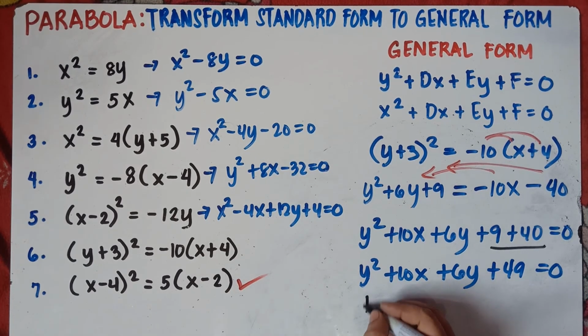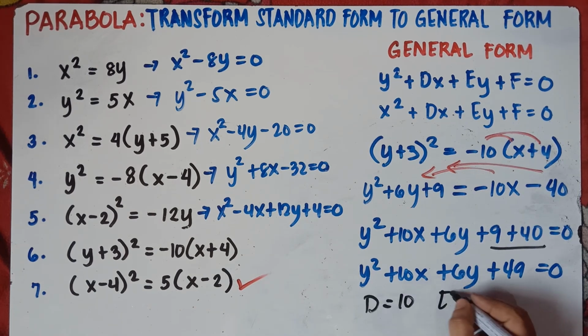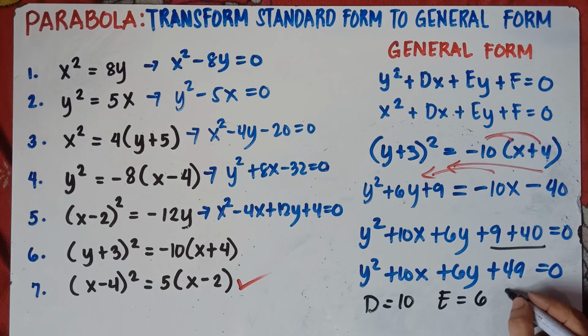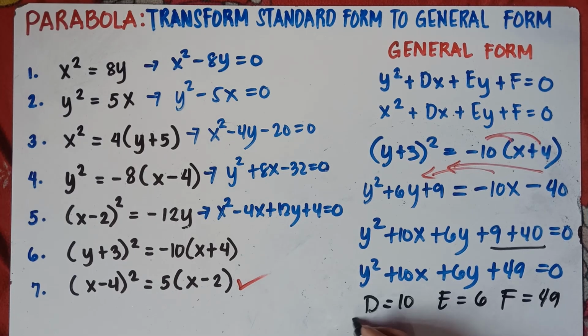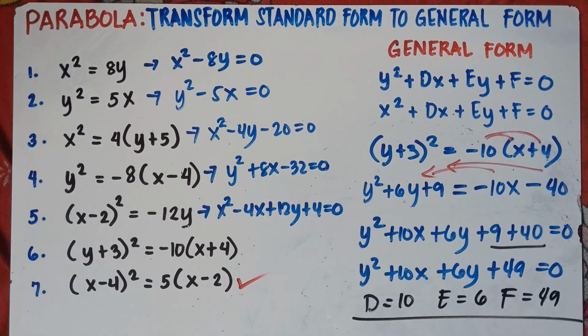So our D is beside x. So our D is 10. Our E is beside y. Our E is 6. And our F is the number alone, the constant, that would be 49. All set, class, for number 6. That's the answer for number 6, class. Easy, right, for part 1 of our video.